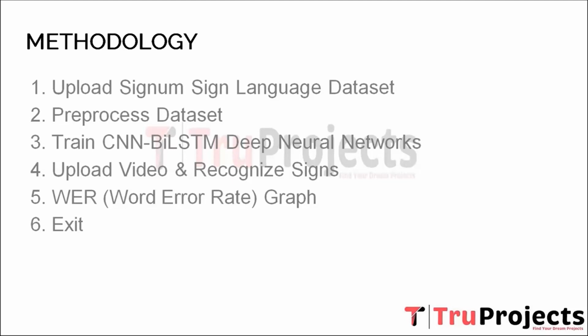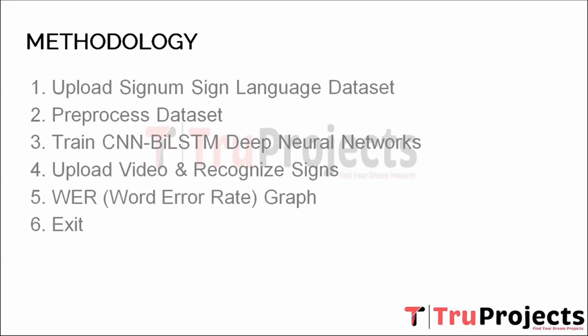Fourth, upload video and recognize signs. This step involves using the trained CNN BI-LSTM model to recognize the signs in new, unseen videos. You can upload a video containing sign language gestures to the system, and the model will analyze the video frame by frame. The CNN part of the model will extract spatial features from each frame, while the BI-LSTM part will capture temporal dependencies between frames. Together, they enable the model to recognize the signs present in the video.